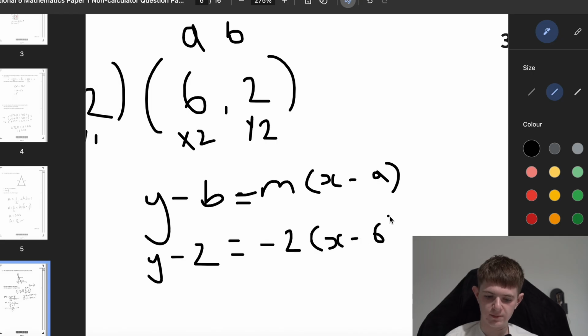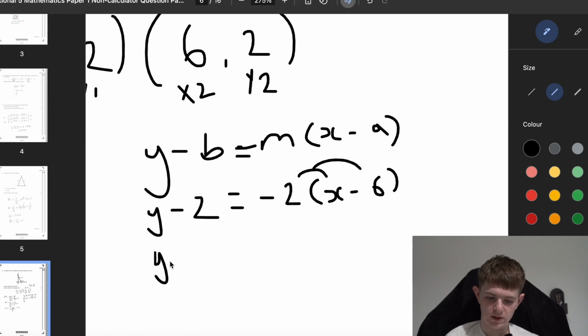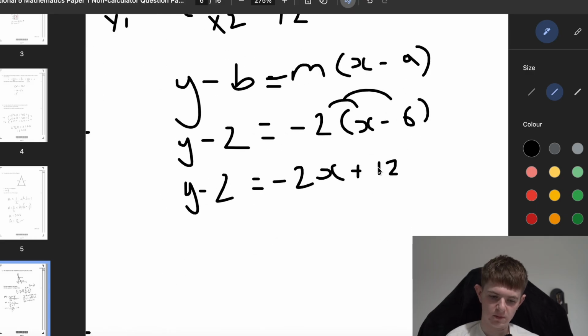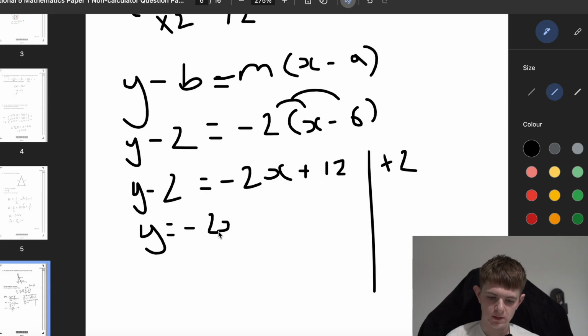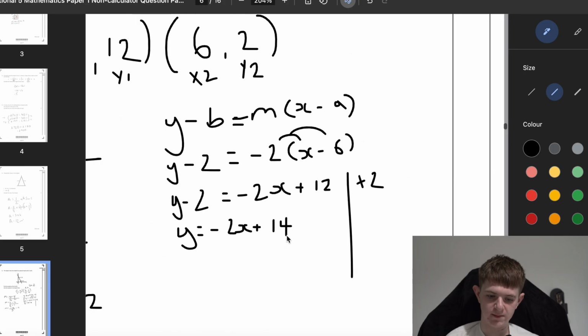We need to now break out these brackets in here. You get y take away 2 equals -2x add 12. Bear in mind that 2 negatives times together makes you a positive. Now we need to get rid of this -2. We want the y on its own. We want y equals everything else. I'm going to add the 2 to the other side. We will get y equals -2x add 14. And that is your answer for 3 marks, mate. Moving on.